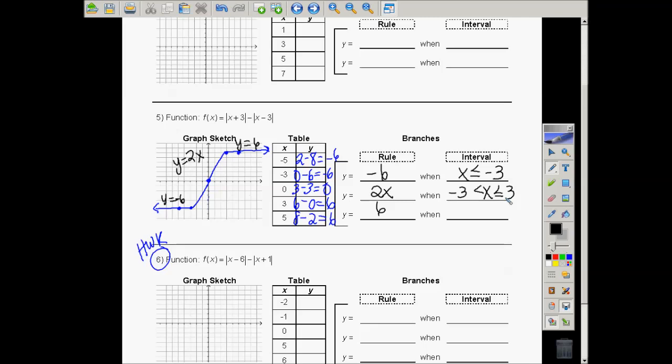Each interval, they have to correlate. So if I'm equal here, I can't be equal here. So what about my last one? When x is, I have a question.